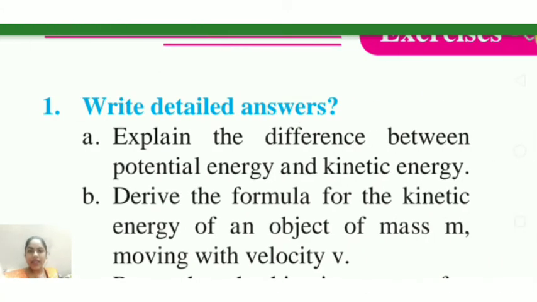Then in the exercise there is the first question, write detailed answers. You have to solve A and B, which says explain the difference between potential energy and kinetic energy. We have studied both, so you can differentiate it easily. And then you have to derive the formula for the kinetic energy of an object of mass m moving with velocity v. We have studied this formula also, the expression for kinetic energy. You have to note down that.